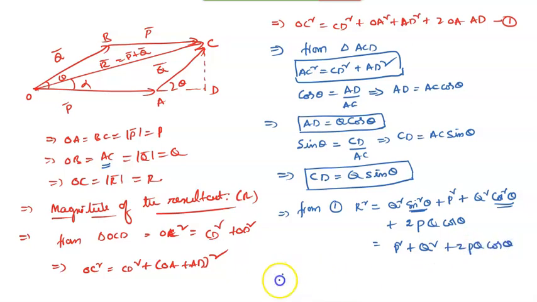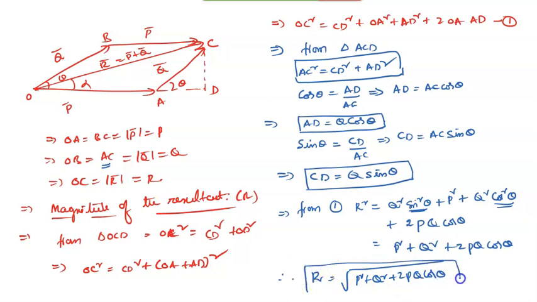Therefore, the magnitude of the resultant R is equal to root over P square plus Q square plus 2PQ cos theta. This is the magnitude of the resultant of the two vectors P bar and Q bar.